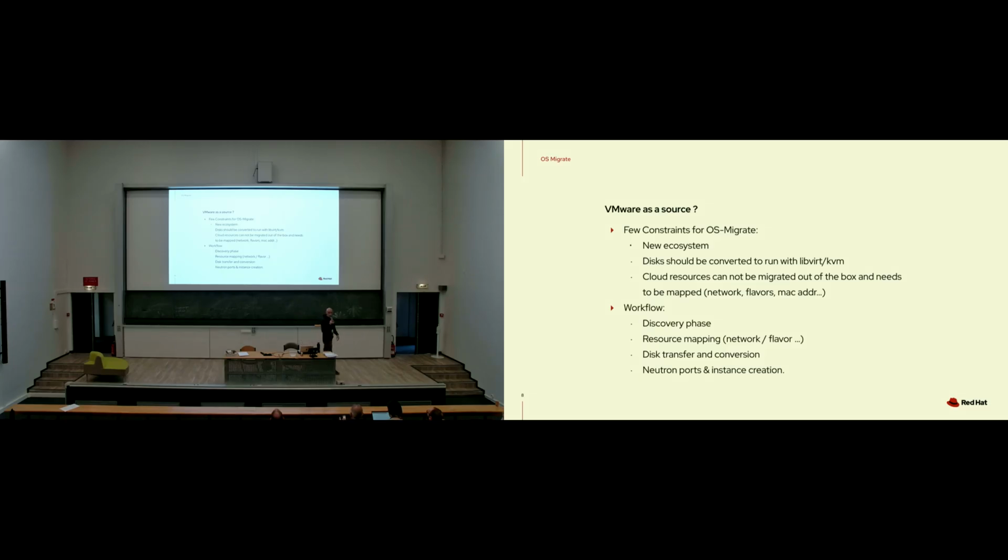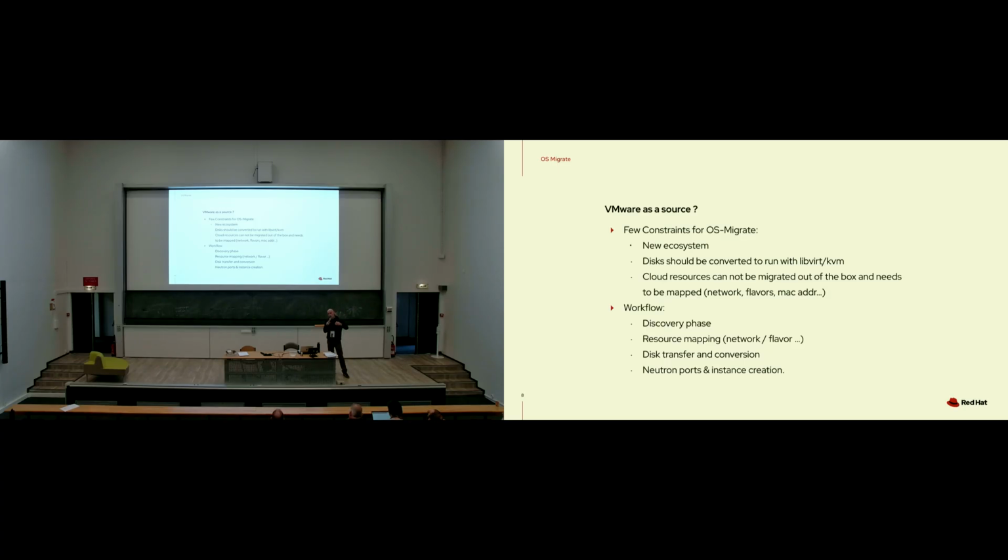So yeah, let's talk a little bit about VMware, because it's quite different. As I said, OS-Migrate relies on OpenStack APIs. Indeed, with VMware, this is a really different ecosystem. There are two main things. The disk should be converted, because a VMware disk cannot run under KVM. And the second one is that the cloud resources cannot be migrated out of the box. So you don't have this mechanism of pre-workload migration, but it's mainly what we call some mapping.